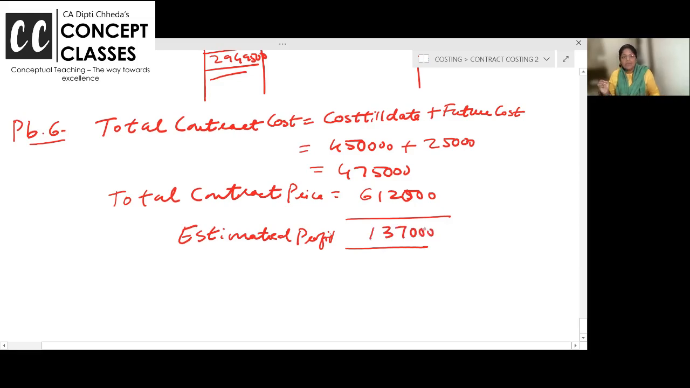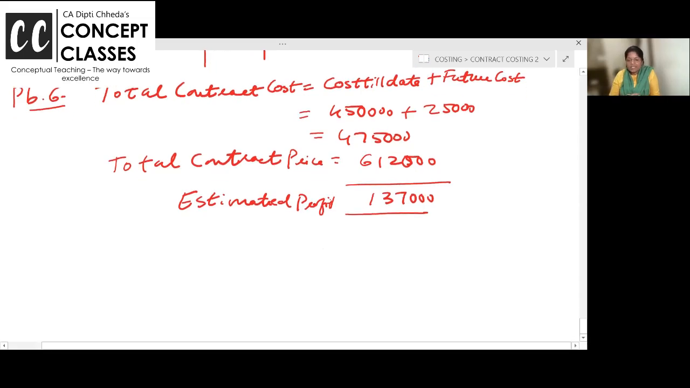$1,37,000. 1,37,000 is the estimated profit. ठीक है? And now they have asked you to calculate the notional profit. So for that you have to write work certified.